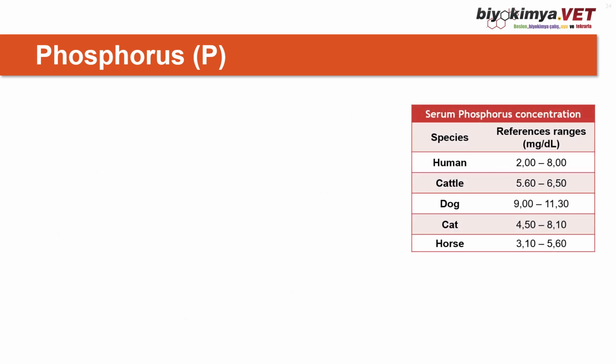And here you see the reference ranges for certain phosphorus concentration in different species: human, cattle, dog, cat, and horse. And if the blood levels of phosphate decrease below the minimal range, we call it hypophosphatemia. Hypophosphatemia. In calcium, hypocalcemia. And also remember, the emia refers to the blood.